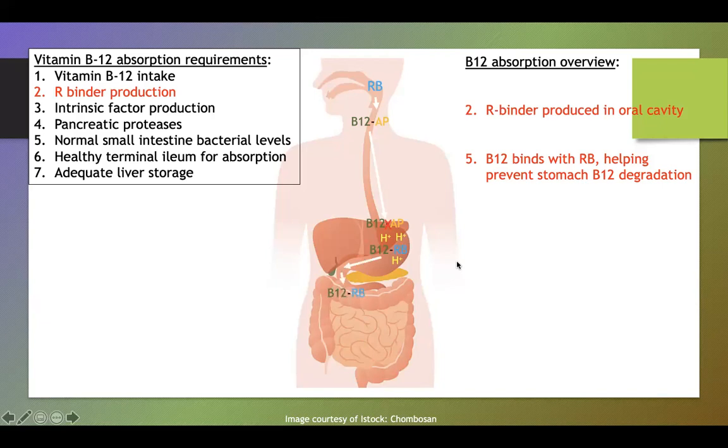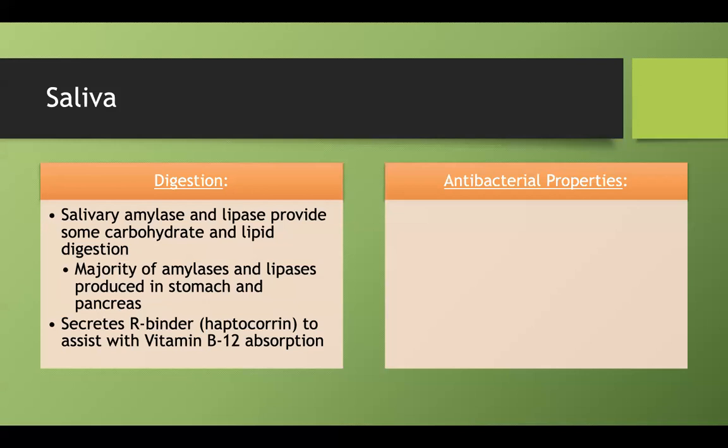R binder can safely transport it into the small intestine where B12 will later bind with intrinsic factor and then it can get absorbed in our terminal ileum. So that's how that works. Again, if that's confusing, you can take a look at when I talk about B12 absorption quite a few times later on in the unit too.